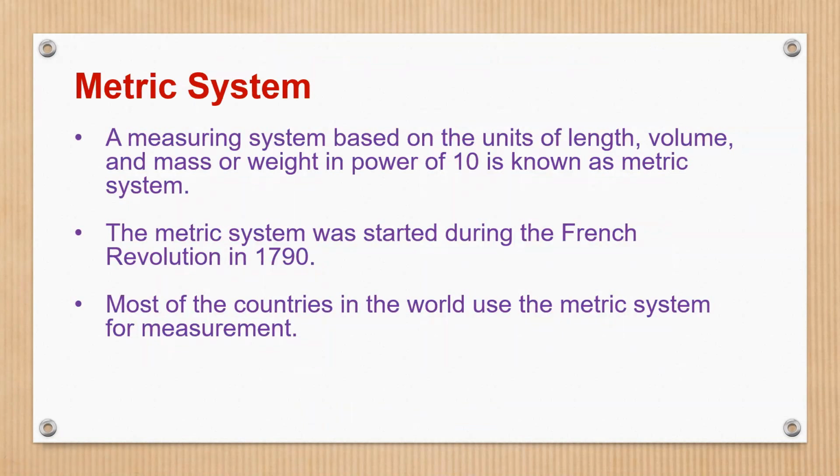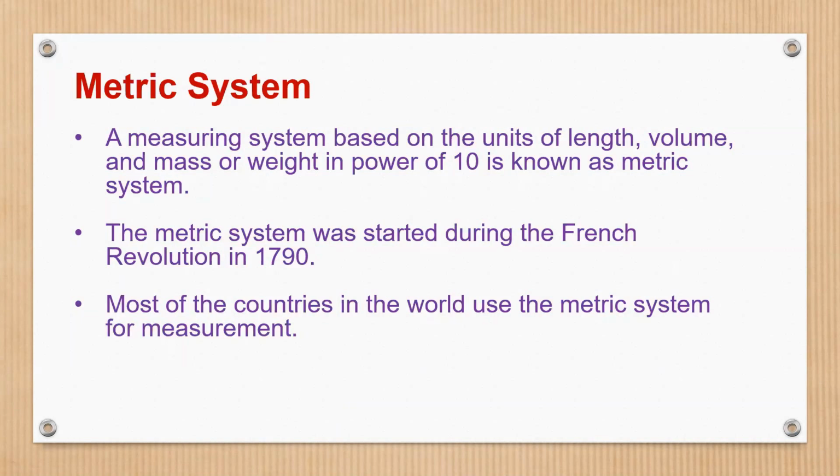A measuring system based on the units of length, volume, and mass or weight in powers of 10 is known as the metric system. The metric system was started during the French Revolution in 1790. Most of the countries in the world use the metric system for measurement. The reason is that other systems have difficult conversions. For example, if you want to convert 1 ounce into grams, we need a conversion factor for it.